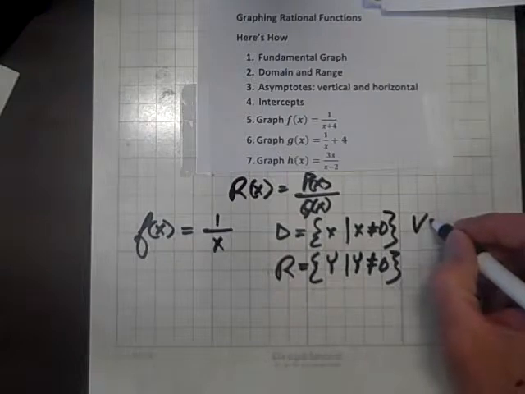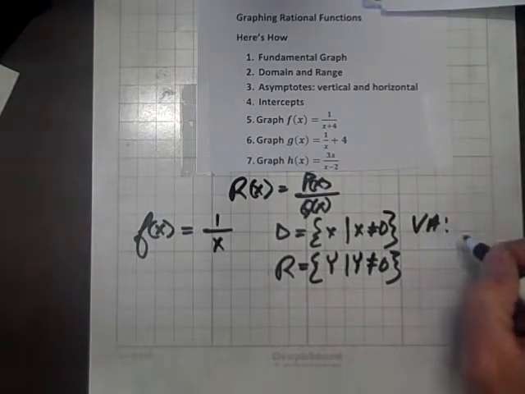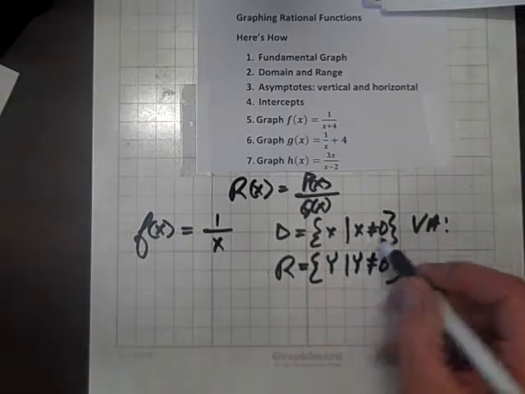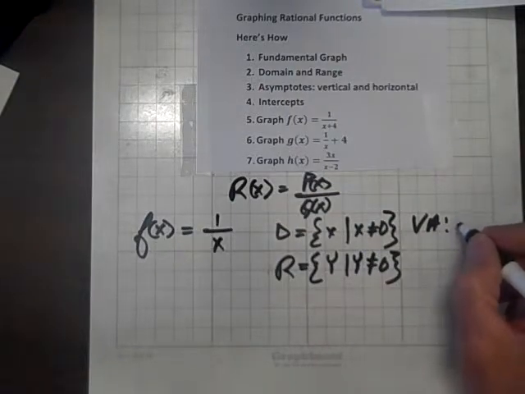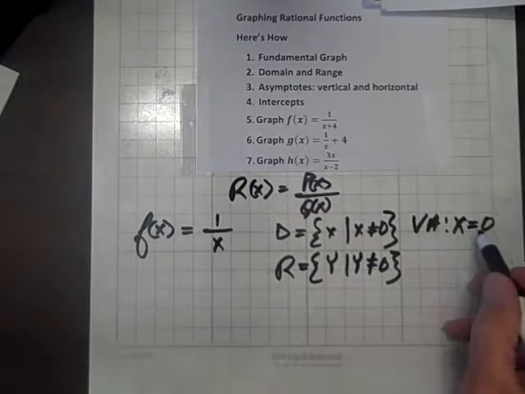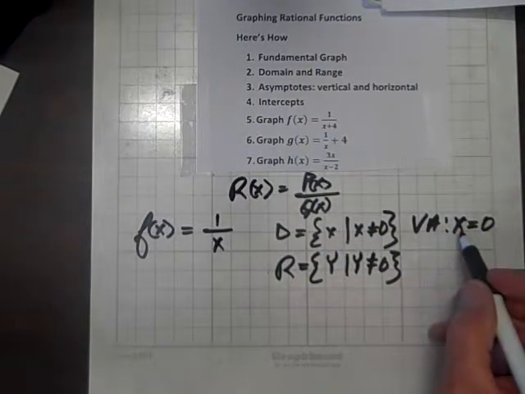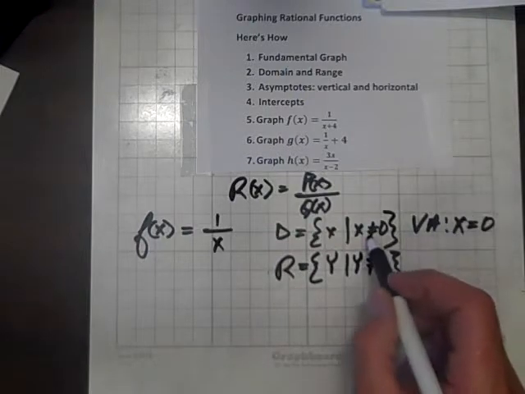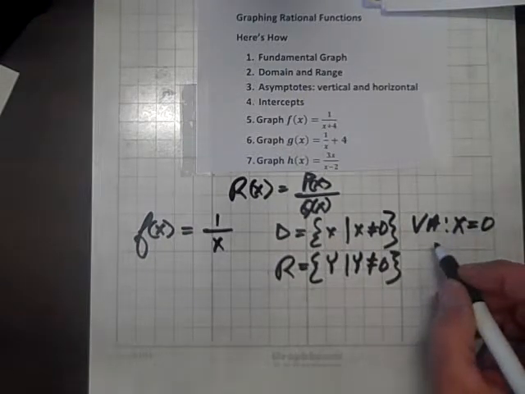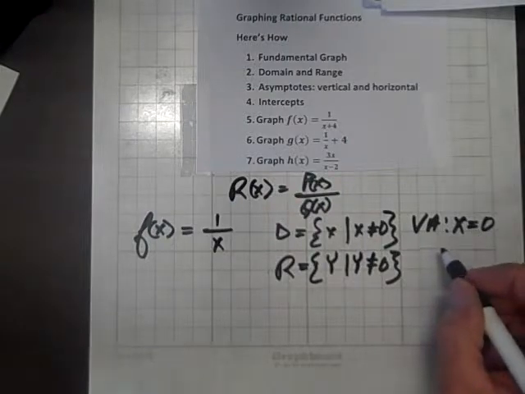The vertical asymptote: what value has been excluded from the domain? 0 has, so x equals 0. Notice the relationship between the domain and the vertical asymptote. 0 has been excluded from the domain, and 0 is the vertical asymptote.